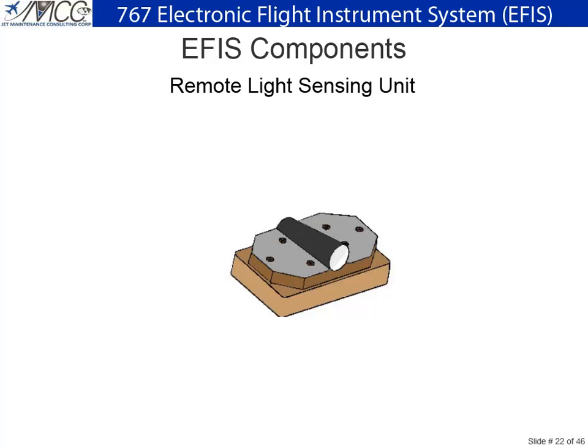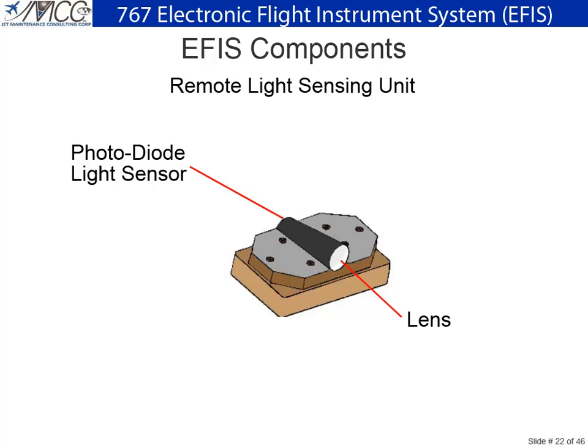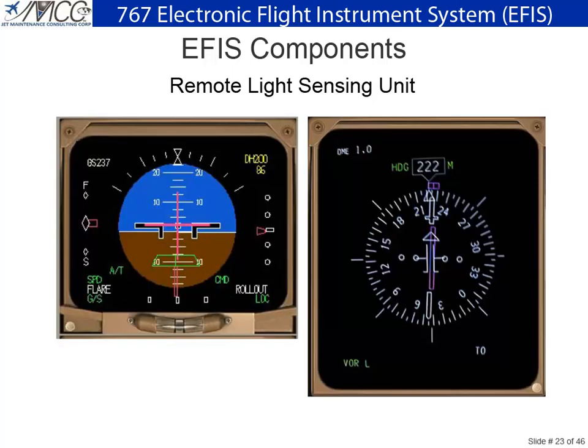The light passes through a lens and is sensed by a photodiode light sensor. The diode allows current to pass through it, which corresponds to the amount of detected light. The voltage is sent to the display units to automatically adjust their brightness. Additionally, each display unit has a local light sensor on its face. The left EFIS system automatically controls the intensity of the EFIS display units.